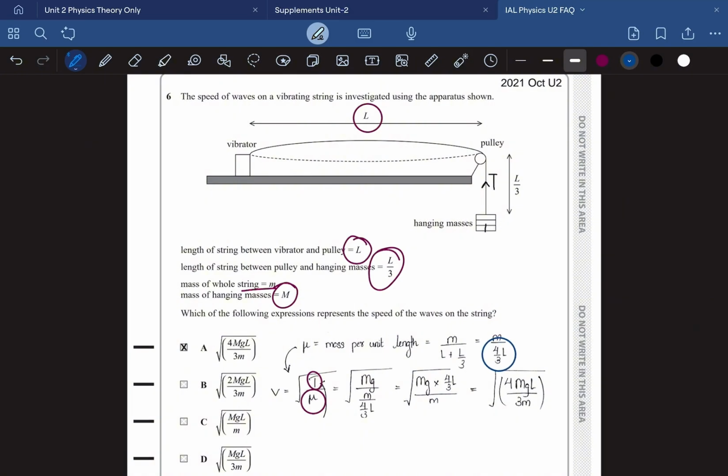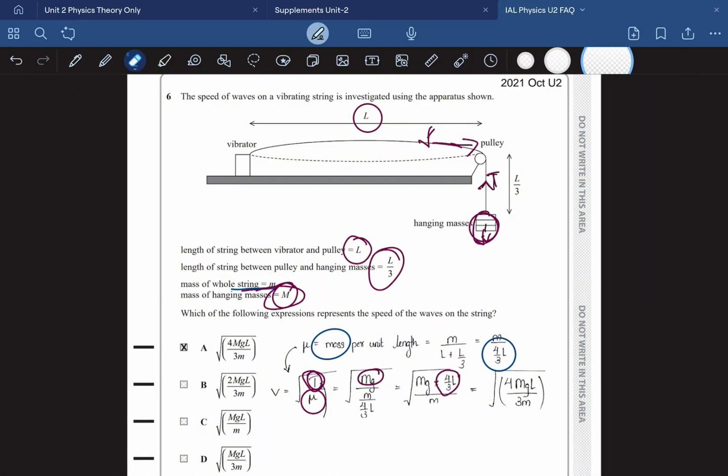Now this mass is the mass of the whole string. Yes, exactly correct. But what will be our tension? The tension is acting upward, right? And the tension has been provided by the weight of the hanging mass. This tension is stretching the string in this direction, and it is able to stretch because of the weight of the hanging mass. So we will multiply this m with g.